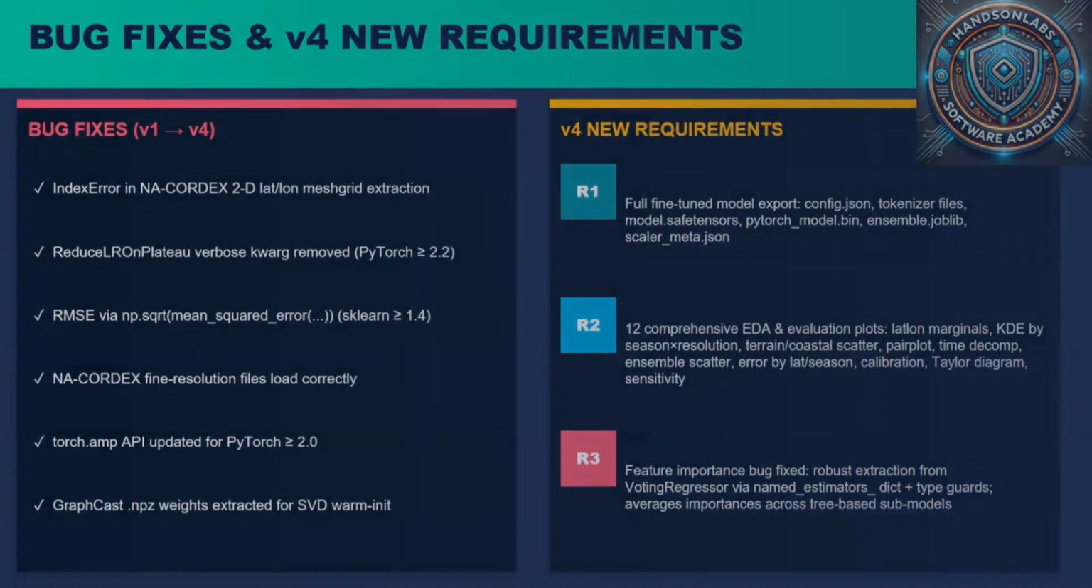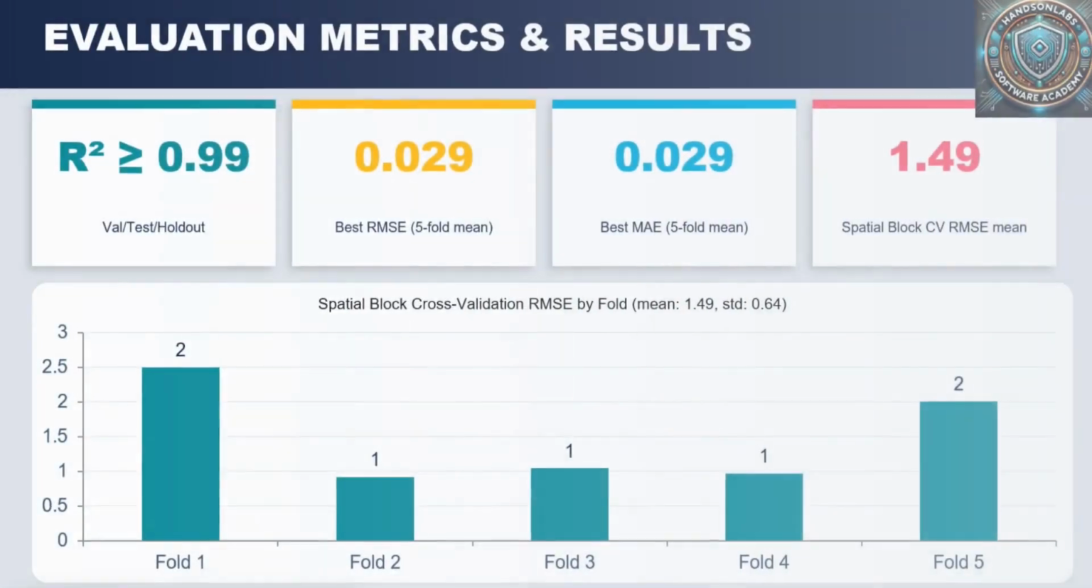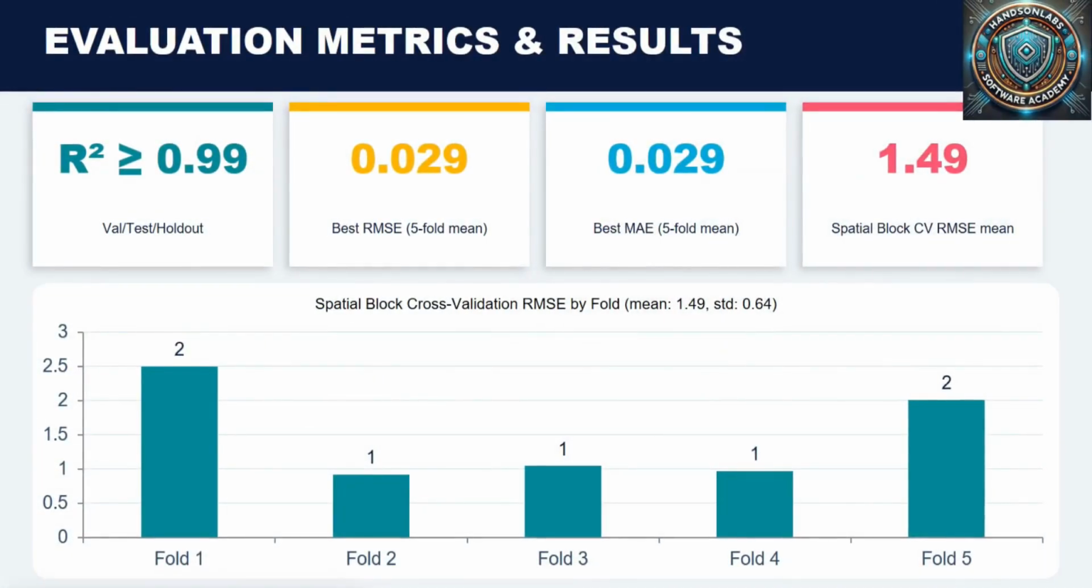So let's move to the next thing now, which is the evaluation metrics results. The results fairly still remain the same. We have R squared, which is greater than 99% for the val, test, and holdout respectively. And the best RMSE, which the model was built on, is 0.029, which is, of course, very, very good. Then the best MAE here is a five-fold mean, also the same figure. Then the spatial block CV RMSE mean is 1.49.